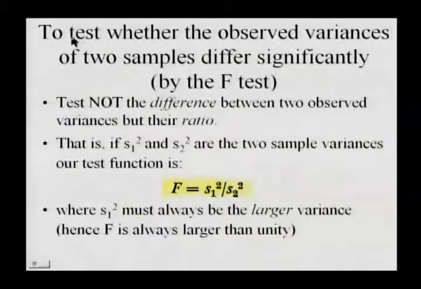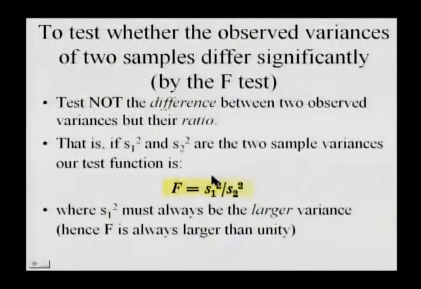Now we want to test whether the observed variances of two samples differ significantly, and this is called the f-test. We'll talk about this more in other lectures, especially when we talk about the analysis of variance, but this can test whether you have significantly different variances when you're looking at two samples. So we test not the difference between the two observed variances, but actually their ratio. So if the variance for sample 1 and variance for sample 2 are the two sample variances, our test statistic is F equals s sub 1 squared over s sub 2 squared, where s sub 1 squared must always be the larger variance, so you always want a positive ratio, hence the F is always larger than unity.